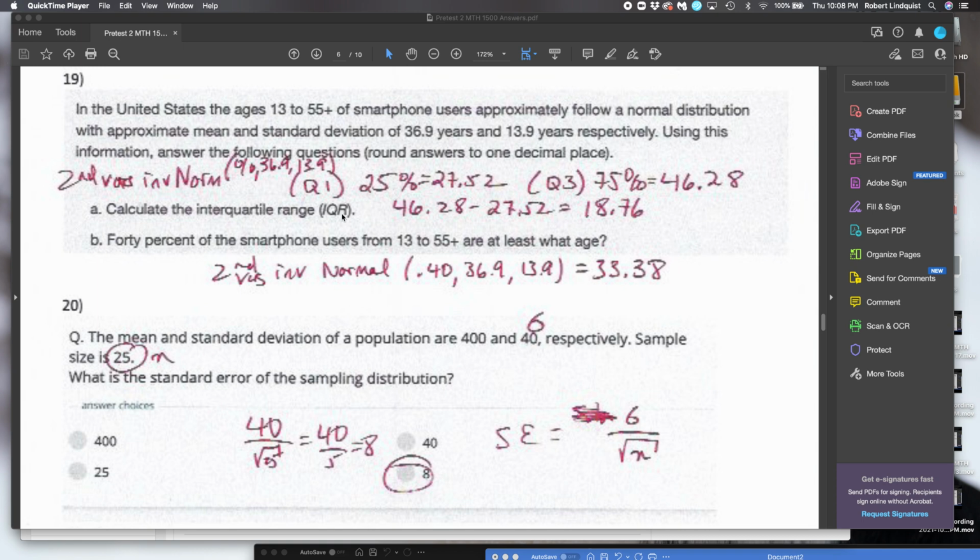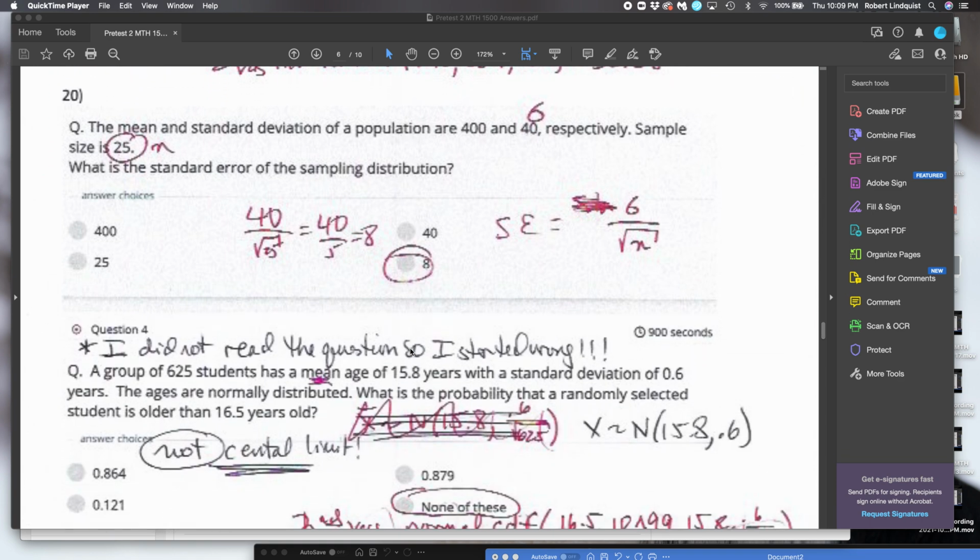Then it says 40% of the smartphone users from 13 to 55 are at least what age? So if you're at the 40th percentile, then if they're older than that, they're at least that age. So I do 2nd Distr inverse norm, and I want the 40th percentile, so that's 0.40. 36.9 is the mean, 13.9 is the standard deviation, and it says 33.38.